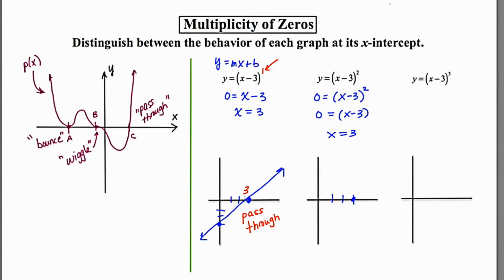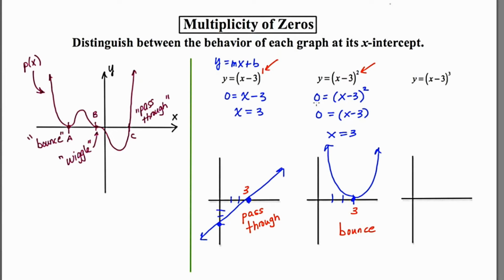In case 1, we had a pass-through. Is it going to be a pass-through again? The answer is no, and that's because this function is a parabola that's been shifted to the right 3 units. So I've gone ahead and sketched that, and if we use our three outcomes from the example over here to the left, bounce, wiggle, and pass-through, this is obviously a bounce. And the connection that I want you to make here is that if we look at the original function, that factor, x minus 3, which gave us the 0 or the root of 3, had a power of 2.